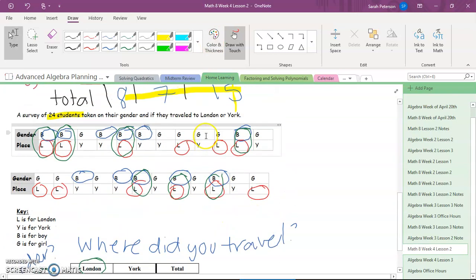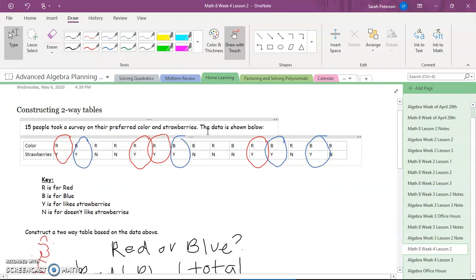So that's just kind of an overview of how to construct tables. If you have questions, please ask your teacher.